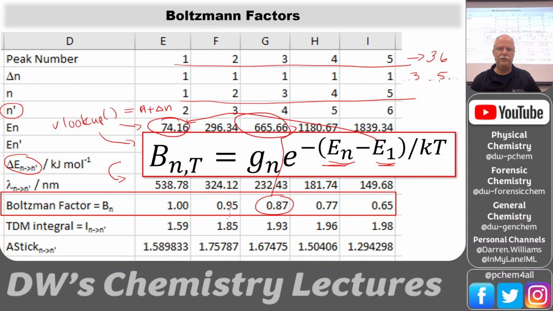The degeneracies for all of these are 1. So you don't even have to put it in there. You're just multiplying by 1. And so you can just get rid of that whole degeneracy piece. And then we just did the TDM integrals. So use VLOOKUP for this one too.